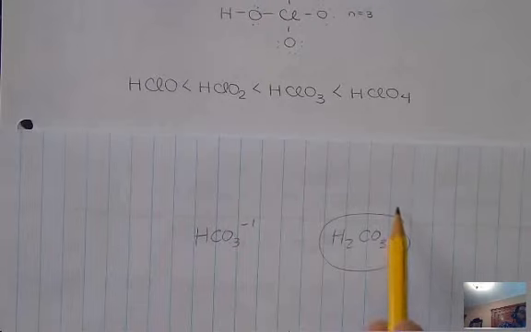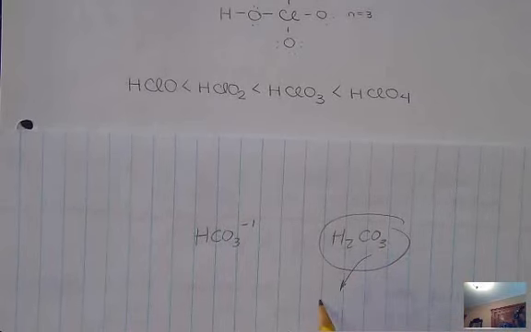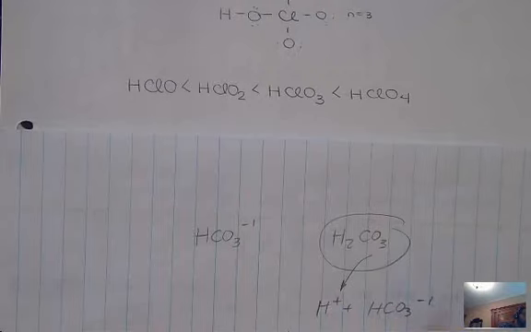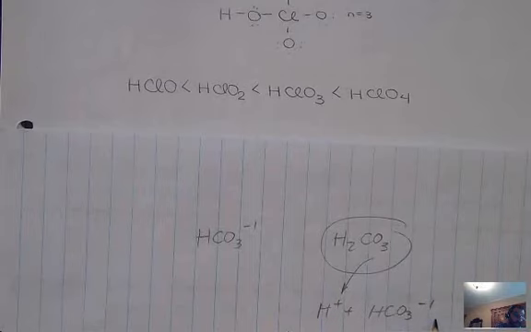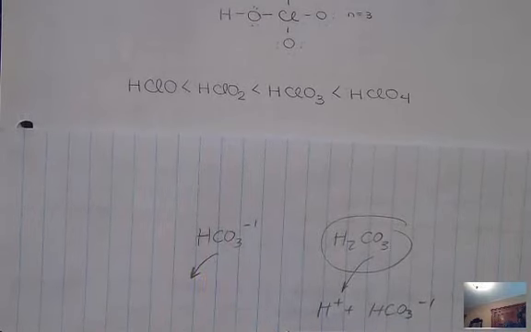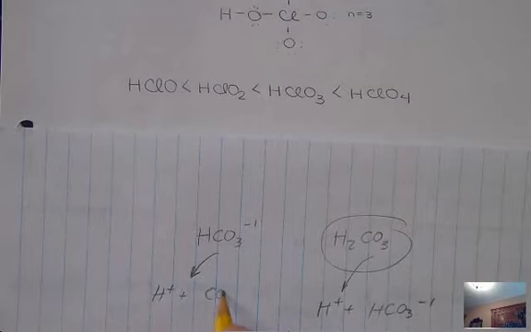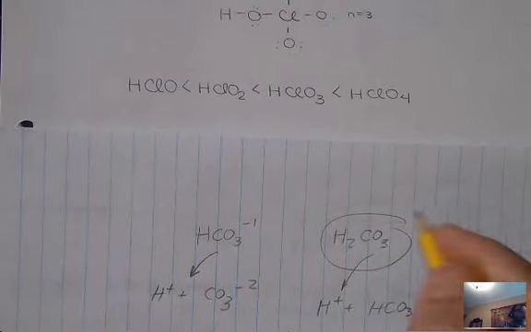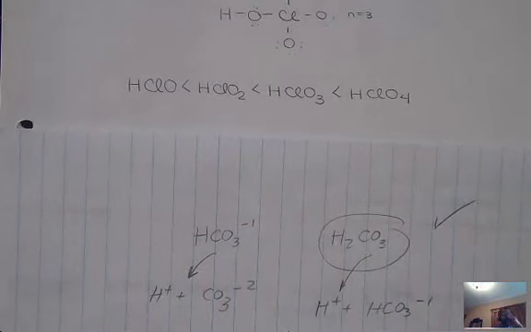This one's stronger. The one that is less negative already, because for this one to react, I've got to pull just one hydrogen off and make HCO3 minus 1, which is just this guy. This guy, I've got to pull the second one off to make another H. That's hard to do. And CO3 minus 2 to make carbonate. Okay, so this guy over here is a much stronger acid.